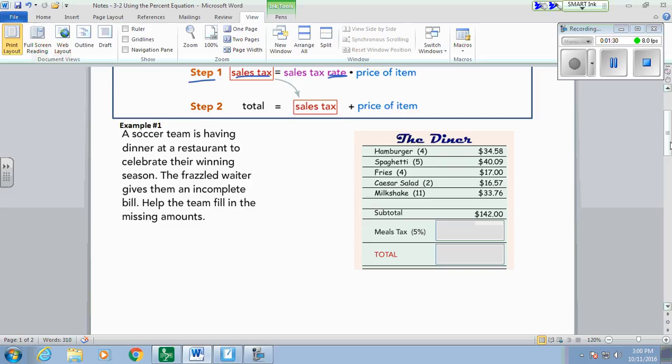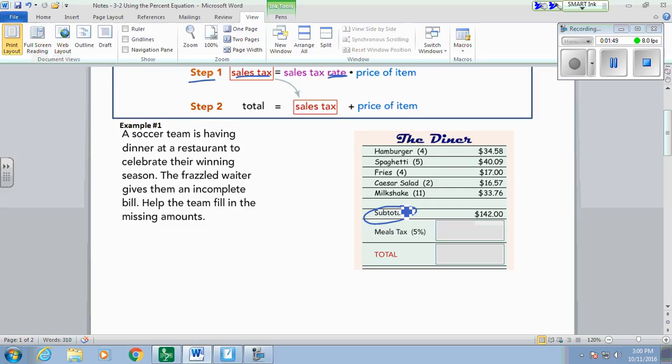So example number 1 states here that a soccer team is having dinner at a restaurant to celebrate their winning season. The frazzled waiter gives them an incomplete bill, which would not be a good idea. Help the team fill in the missing amounts. So we can see, looking at the check, that 4 people get hamburger, 5 get spaghetti, and so forth, for a subtotal of $142.